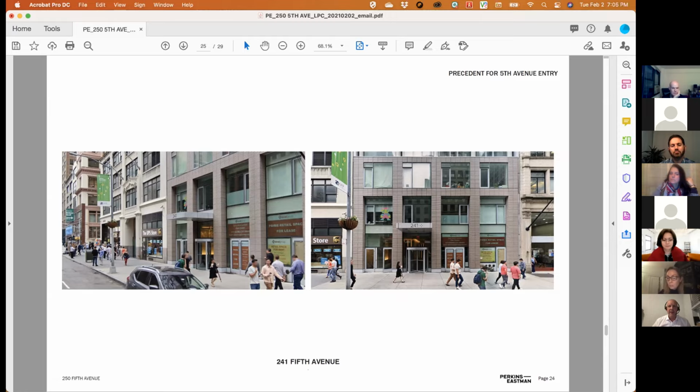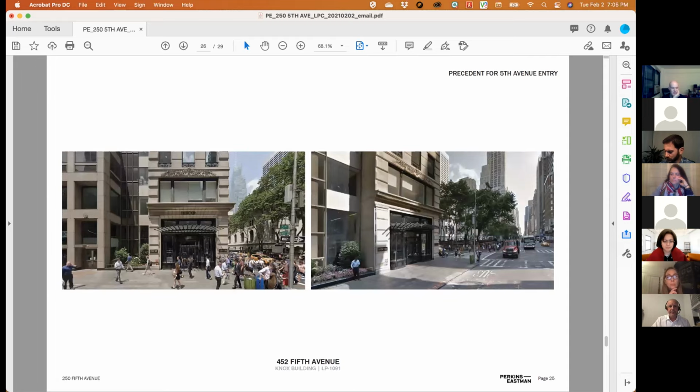On 28th Street, the entrance does have the tiebacks on it, and there is historical precedent for that. On Fifth Avenue, we wanted the eyebrow to give us a little bit of coverage at the entrance, but also the ability to have signage, but not something that's going to stick out too far and really detract from the building or from the entrance. And these are just some other examples on Fifth Avenue where there are other canopies or eyebrows.